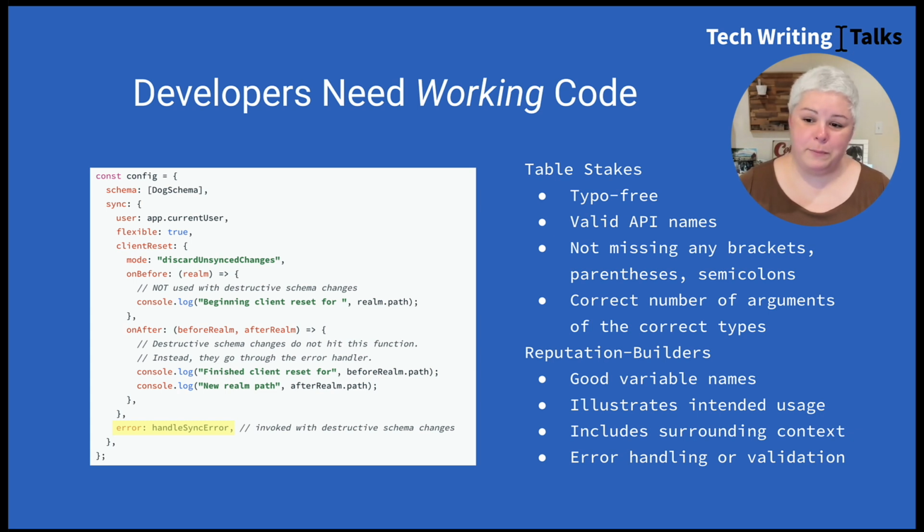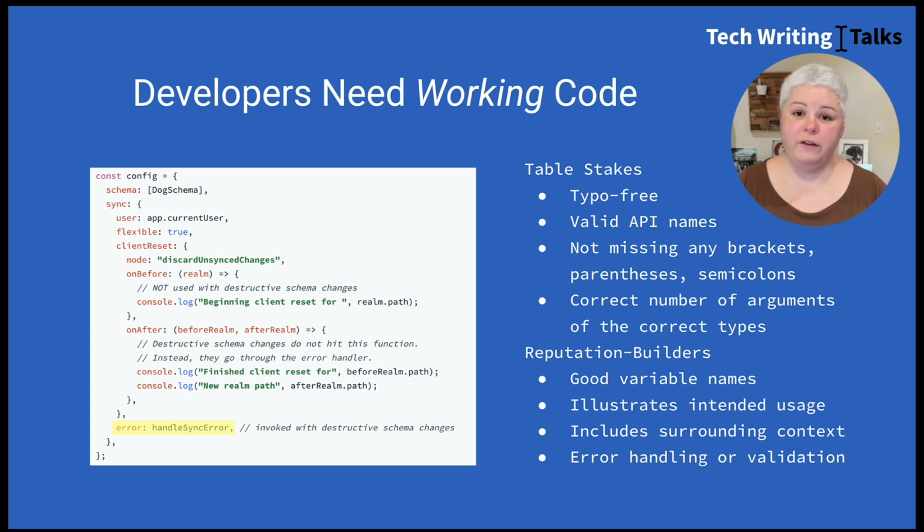Your code example shouldn't be missing any brackets, parentheses, or semicolons, and your code example should have the correct number of arguments of the correct types. There are a number of times when we are handed code examples by engineering teams that were created early in the technical design process, and API names may have changed, or the number of arguments or argument types may have changed between the design process and the implementation. So your code examples have to work against the implementation. They can't be based on the design, and they have to incorporate any updates to the design.